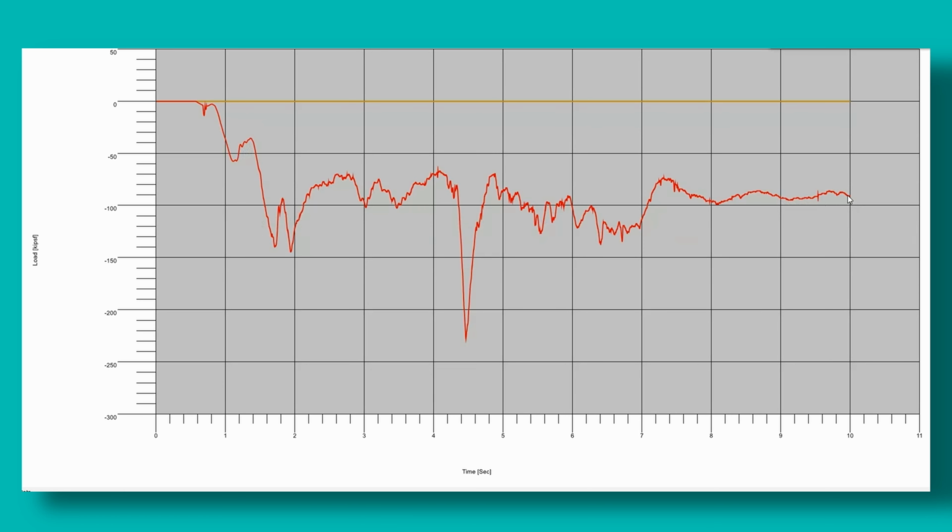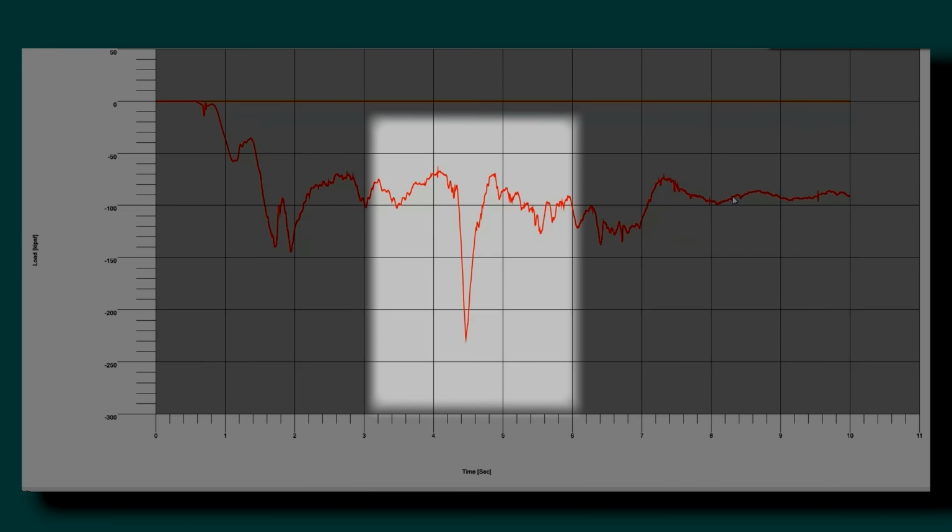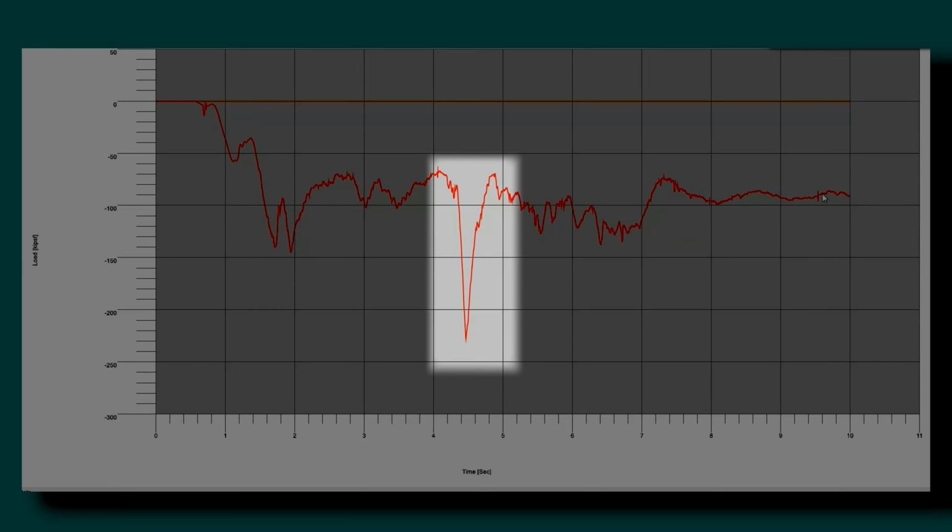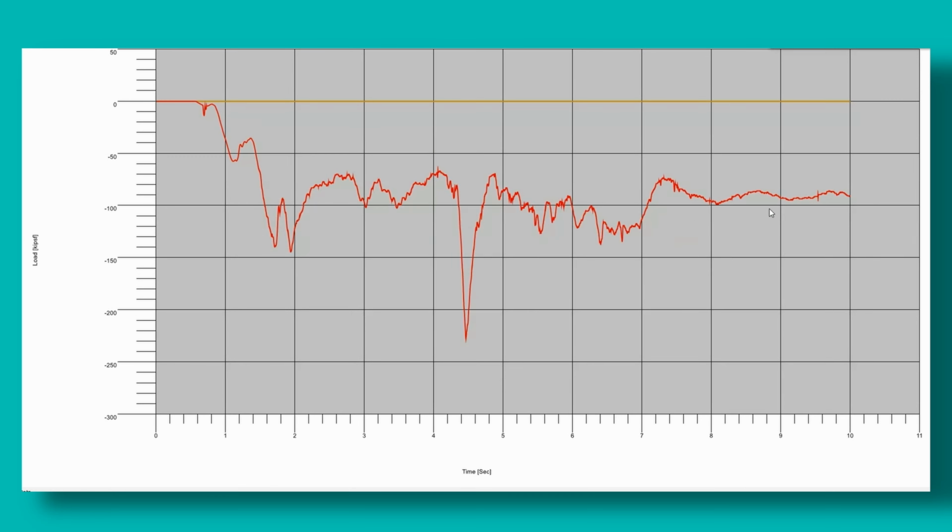To work around this limitation, some users choose to truncate the loading history. Instead of applying the full impact, the user would extract only a portion of the load and use that as input. While this approach works, it is not ideal since it prevents us from modeling long impact durations.